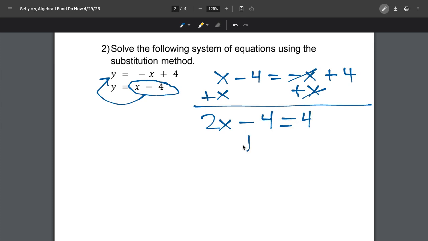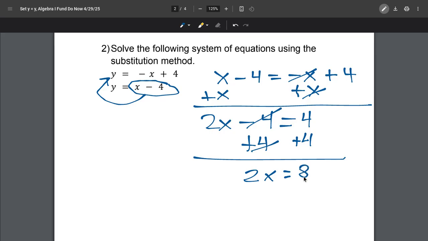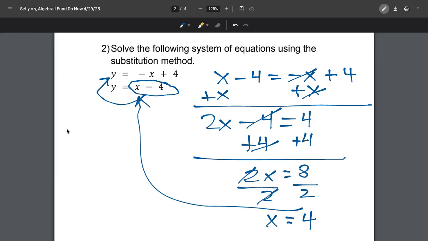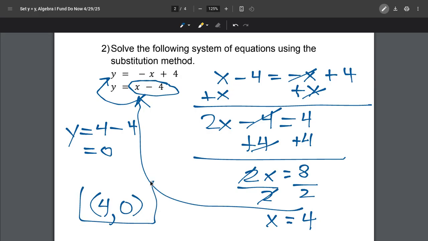To get the minus 4 over, I'm going to add 4 to both sides. And I'm going to get 2x equals 8. If I divide by 2, I get x equals 4. Now I can take that value and put it right back in here, so I can say y equals 4 minus 4. So y equals 0. So my solution here is (4, 0). Okay, that's problem 2.